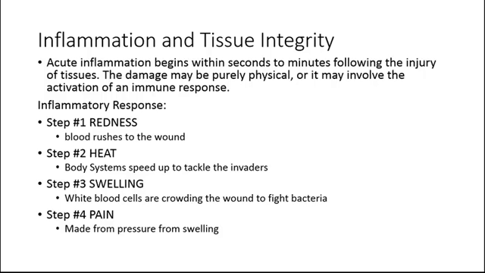All right, so you have the 4 steps of the inflammatory response. First of all, we're going to have redness, where we have blood rushing to the wound, and then the heat as the body systems speed up. This is the rushing of the phagocytes, the white blood cells, to attack the invaders. And then we have the swelling. Again, this is from the white blood cells that are crowding the wound to fight this bacteria. And then we have pain that results from the swelling.